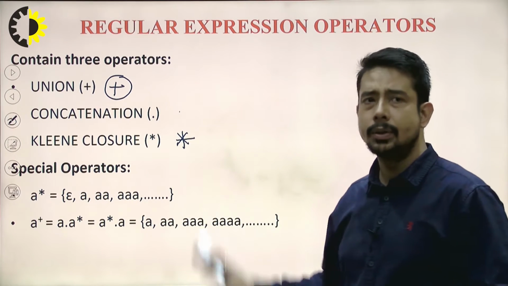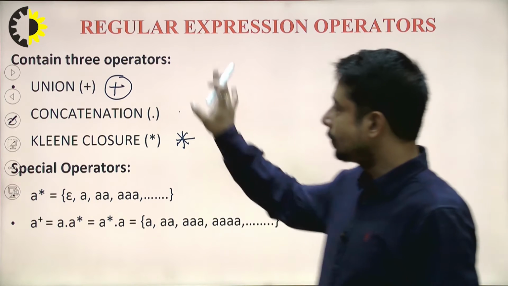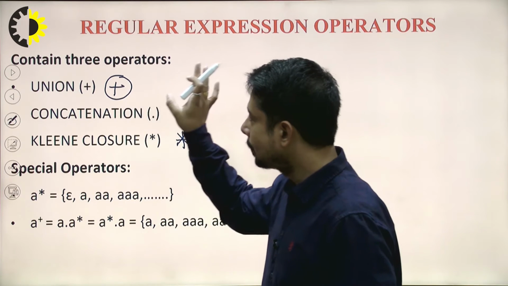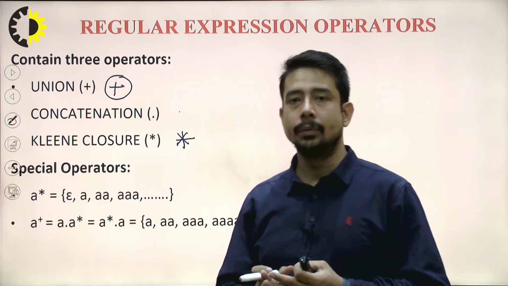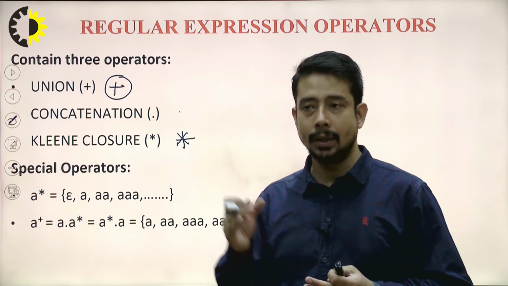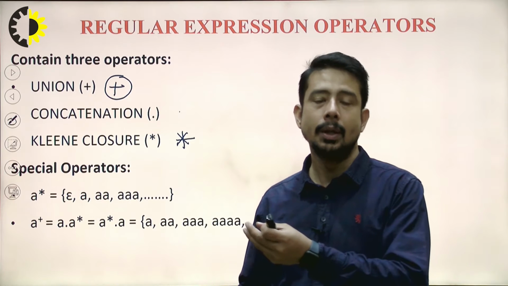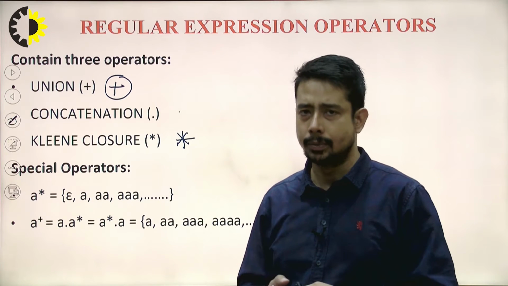So these are the three operators that we are going to discuss, and we will try to understand how an expression that I put together using plus will resemble a finite automata. Sometimes it becomes easy to get a particular finite automata from an expression. You will come across these points.